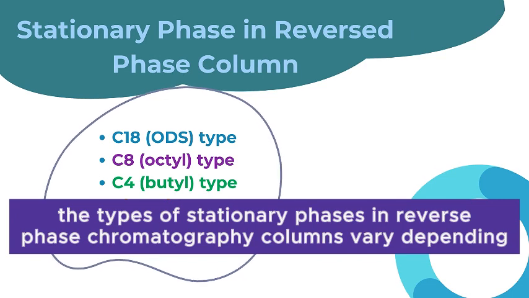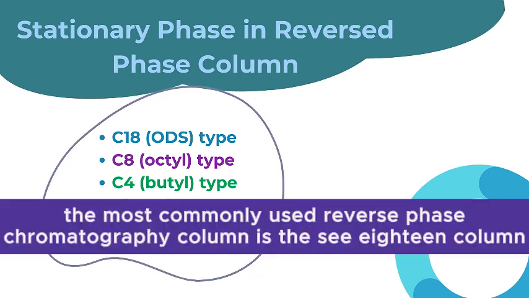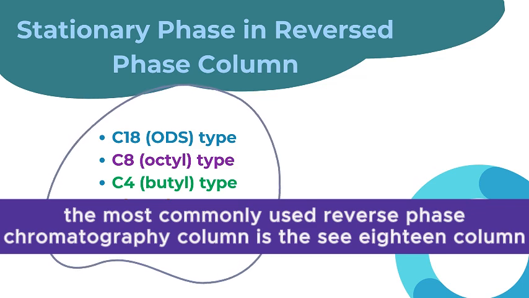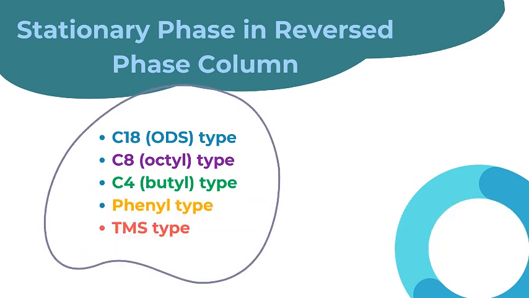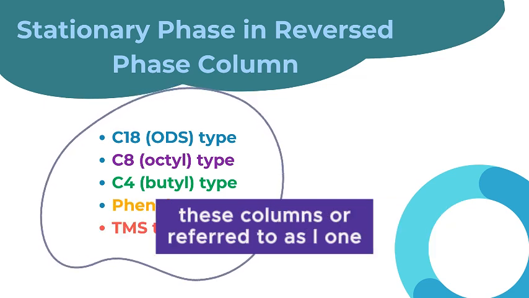The types of stationary phases in reverse phase chromatography columns vary depending on the nature of the attached nonpolar phase. The most commonly used reverse phase chromatography column is the C18 column, also known as ODS, which is used for the separation of compounds. In terms of classification, these columns are referred to as L1.